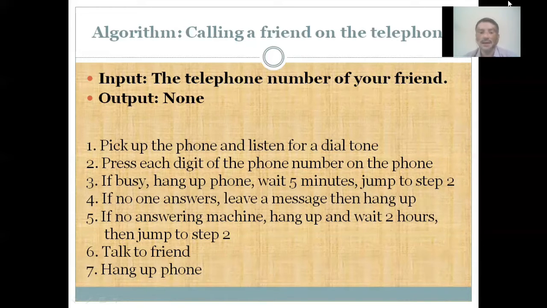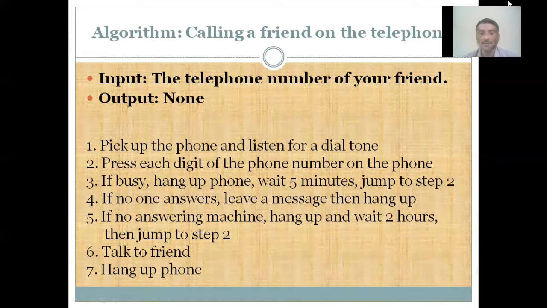Now when the call connects, if there is a busy tone, you wait for 5 minutes and then hang up. And then what to do? Move to step 2. Again dial the number. If it is again busy, hang up the phone, wait for a few minutes and call again. So this process keeps on repeating itself.